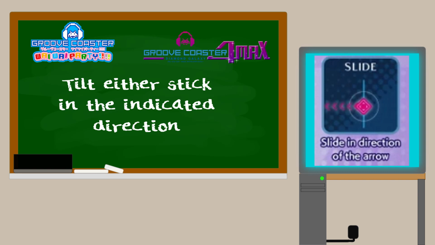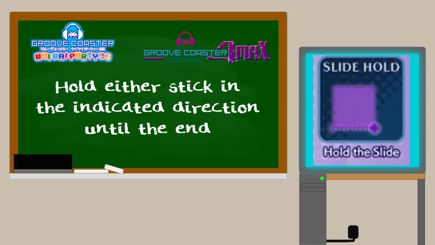The fifth type of note is the slide, where it'll be pointing in a specific direction. Simply tilt either stick, this control applies to both versions, in whichever direction it's indicating. Number 6 is kind of predictable. The slide hold, tilt and hold in that direction until the end of the trail attached to the note. A thing to note about the different kinds of holds is if you let go early, then the note will break, and so will your combo.